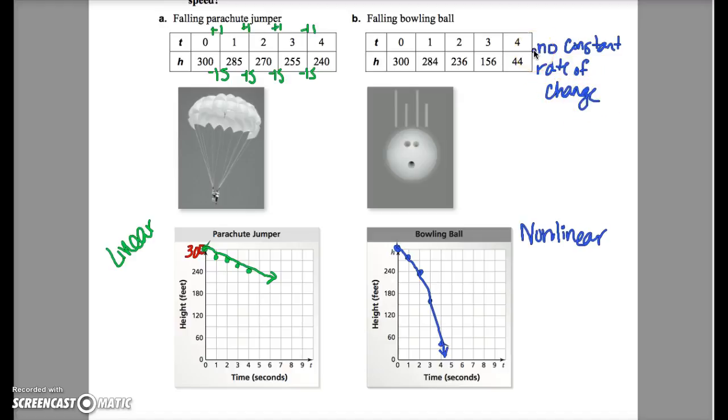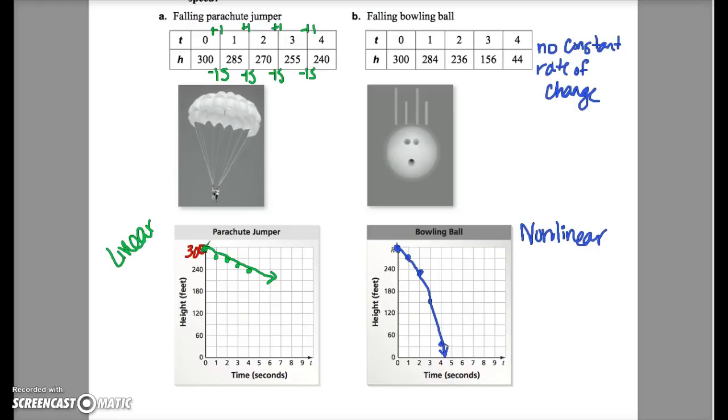Okay, so if we answer the last question that was up at the top about which one would have the increasing speed, well, obviously the bowling ball is picking up speed as it falls. The parachute jumper is falling at the same rate as they fall. The bowling ball is picking up speed, and that's due to gravity.